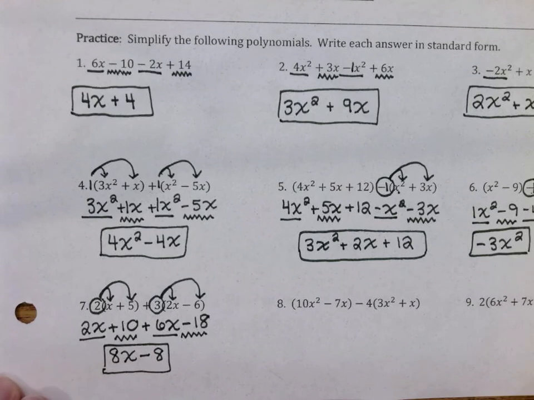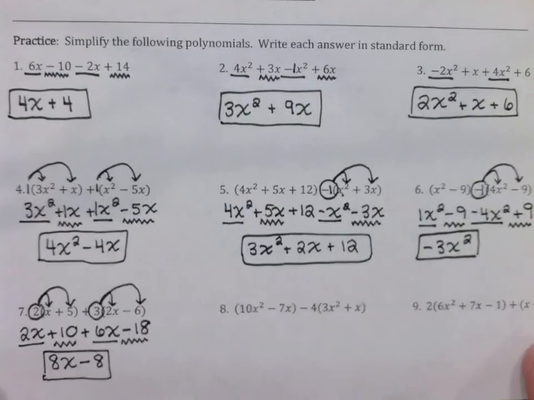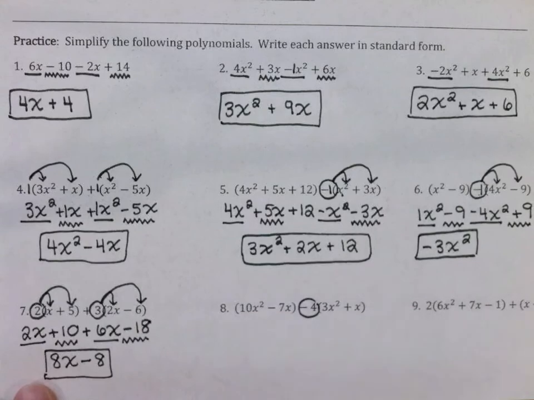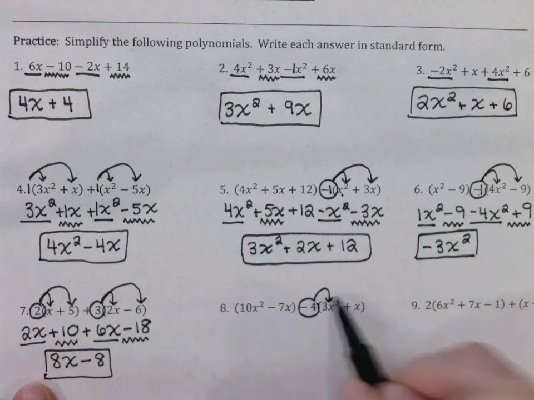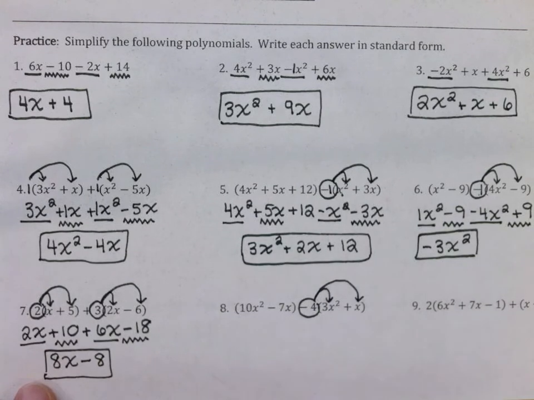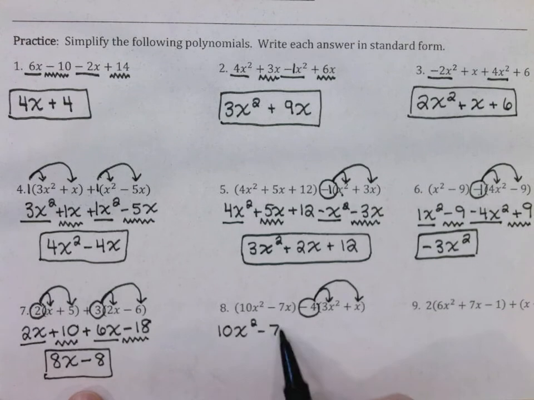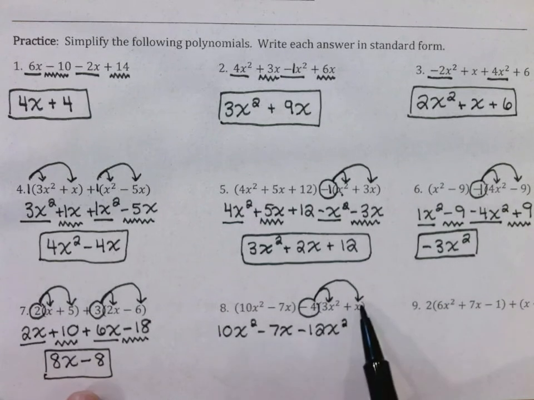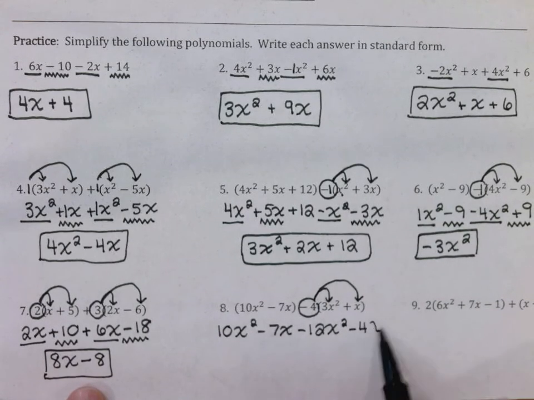All right, for number 8, we have to distribute this -4 before we combine any like terms or anything like that. So I'm going to distribute it to every term behind it. First expression does not change, so I'll just rewrite that: 10x squared minus 7x. But now we have to do -4 times 3x squared. It's -12x squared. And then -4 times x, that's -4x.